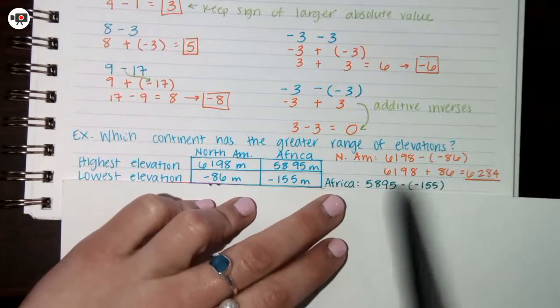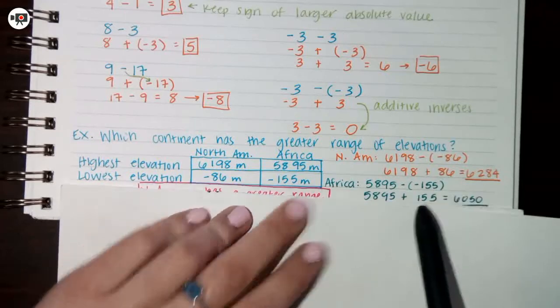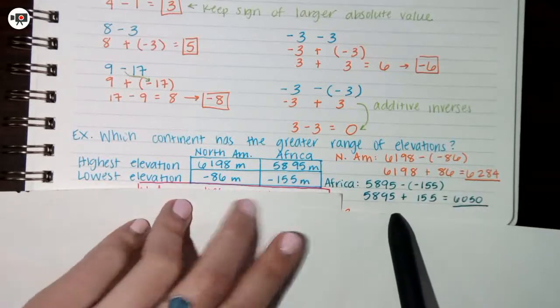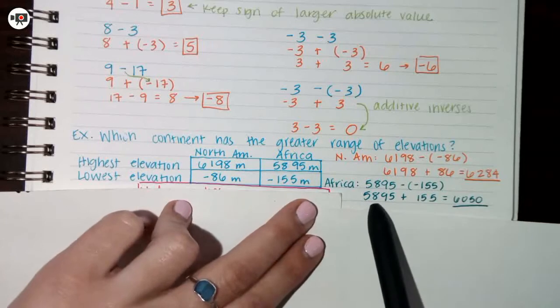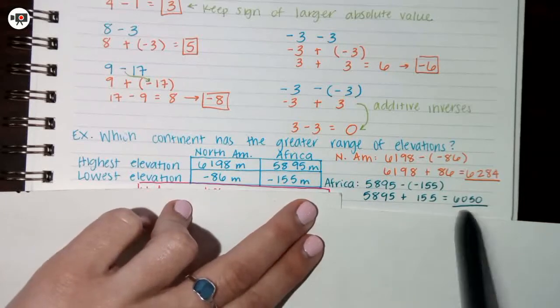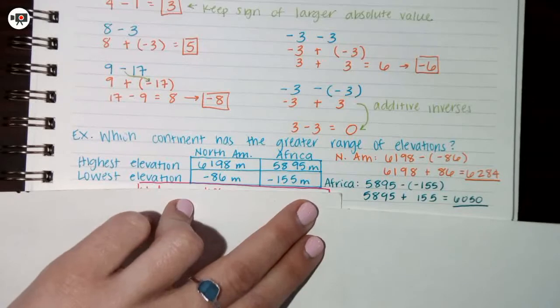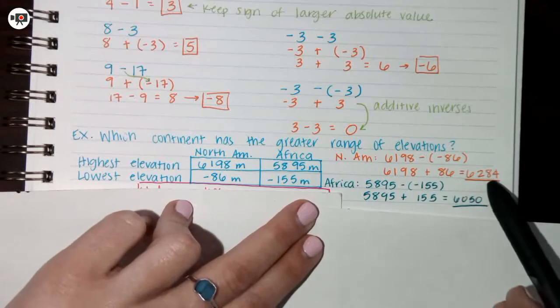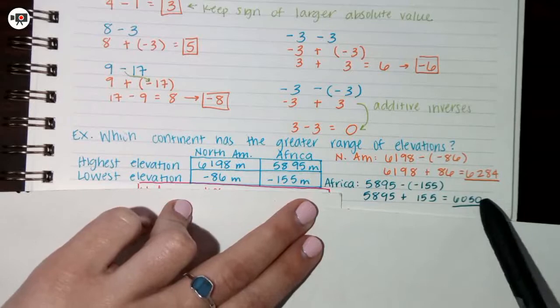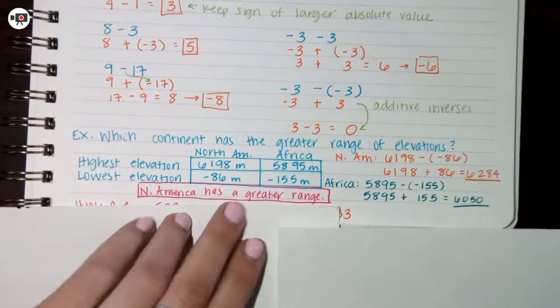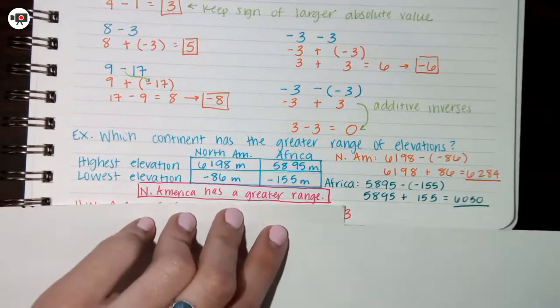For Africa, we are also going to subtract. So we add them, and so we get 5,895 plus 155 is 6,050. So between 6,284 and 6,050, which one's greater? That's North America. So North America has the greater range in elevations.